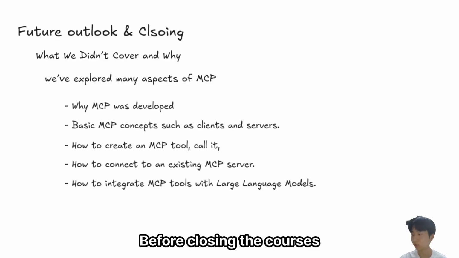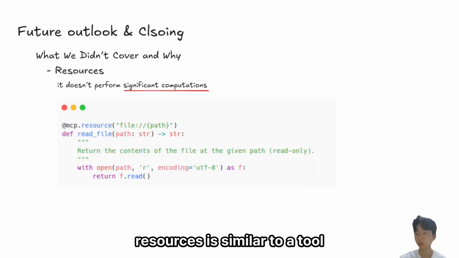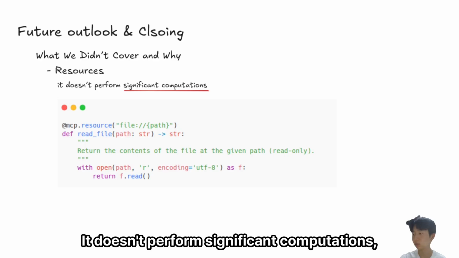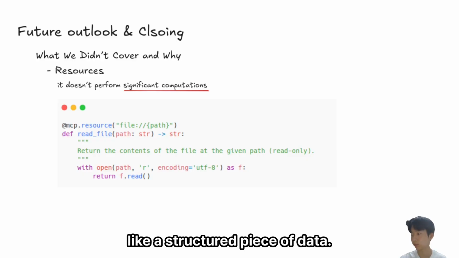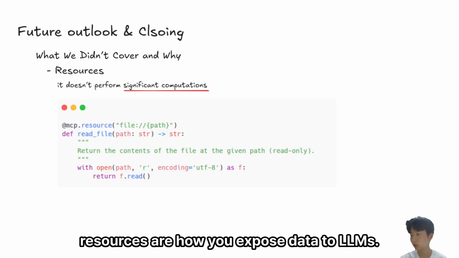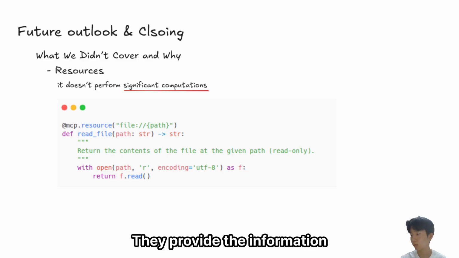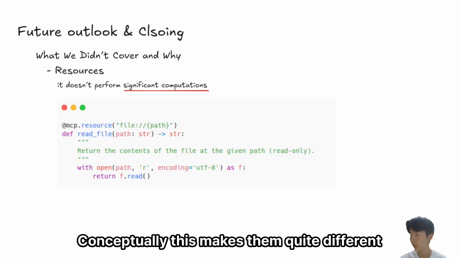Before closing the course, I'd like to let you know one important concept: resources. A resource is similar to a tool, but there's a key difference. It doesn't perform significant computations. You can think of it more like a structured piece of data. According to the official documentation, resources are how you expose data to LLMs. They provide the information without performing major computations. Conceptually, this makes them quite different from tools.